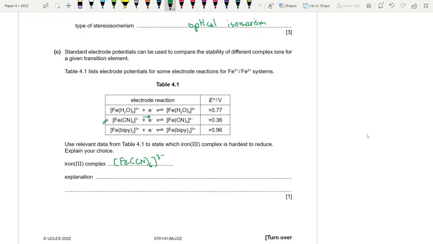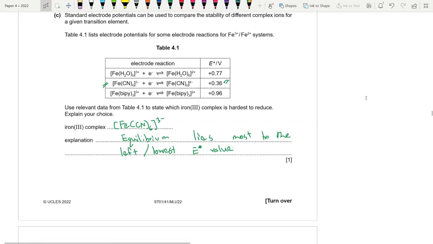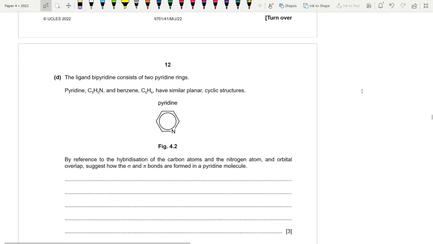The reduction potential means how easily it will go to the right. Since it's so low, it wants to stay on the left hand side. Do you guys get what I mean? A lower reduction potential means that the equilibrium lies more to the left compared to the right. Okay, so that's the answer. The equilibrium lies most to the left. Okay, or it has the lowest E cell value. Okay, the lowest reduction potential. Anything works, honestly.